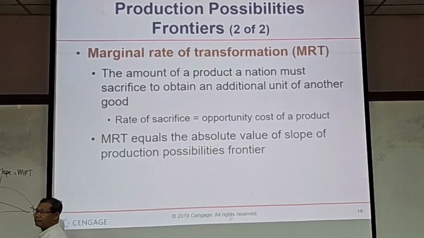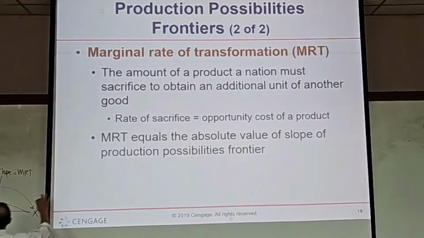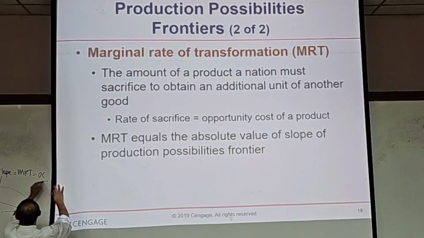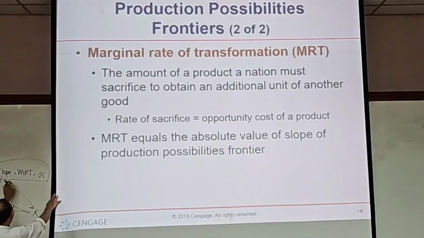Absolute value of the slope of the production possibilities frontier gives the opportunity cost. Constant opportunity cost means the production possibilities frontier is a straight line. Can you see this? All units are the same factor, all the same.